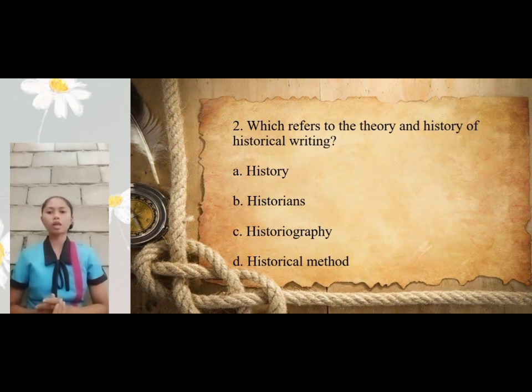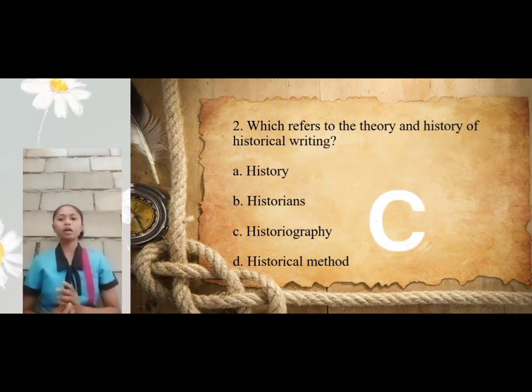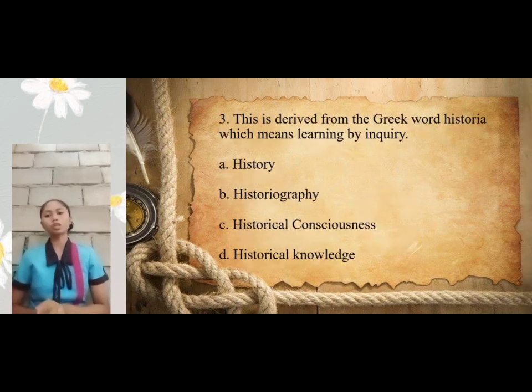Let's proceed to number 2, which refers to the theory and history of historical writing. So the answer is historiography. When we talk about historiography, it is both the writing of history and the study of how history is written. Let's proceed to number 3.